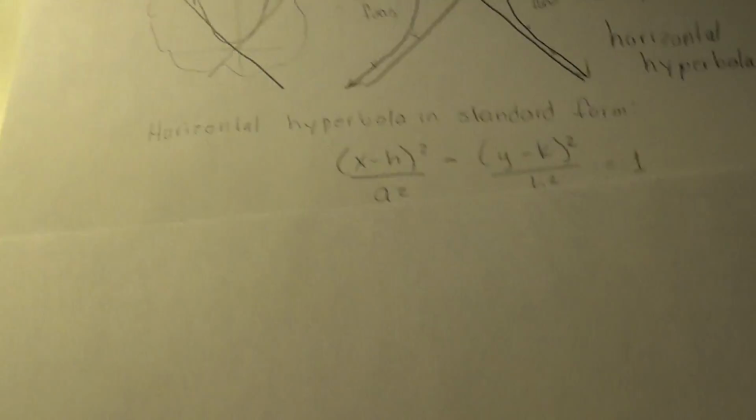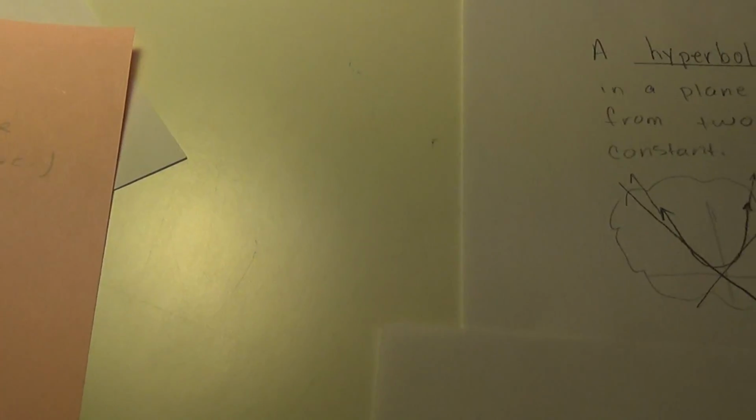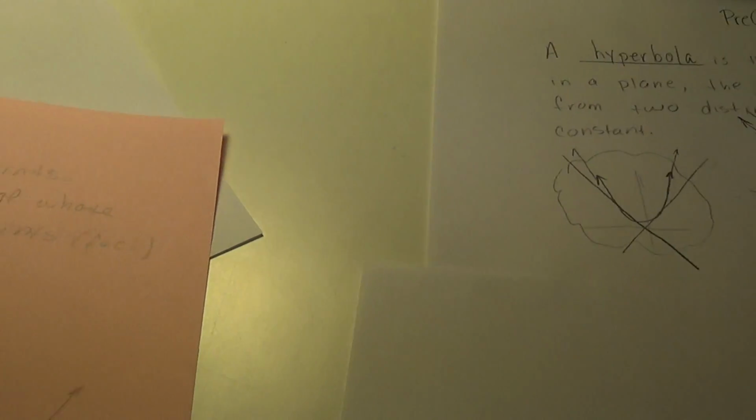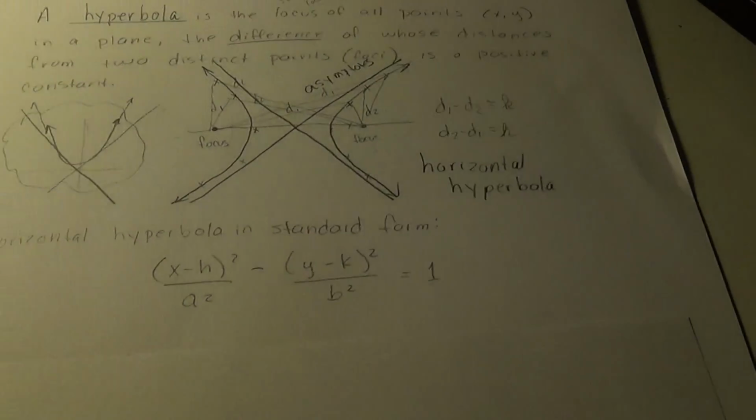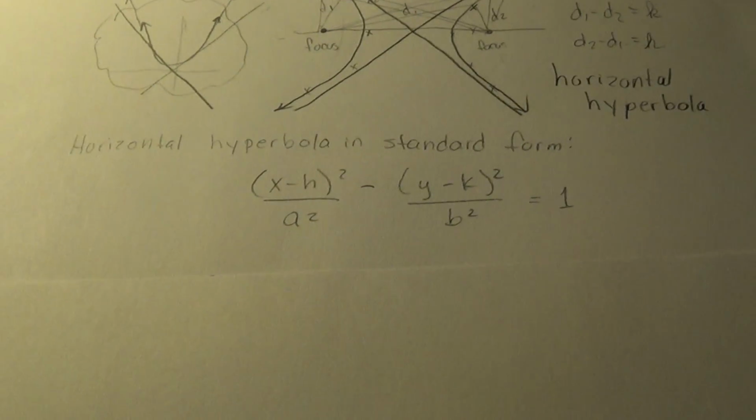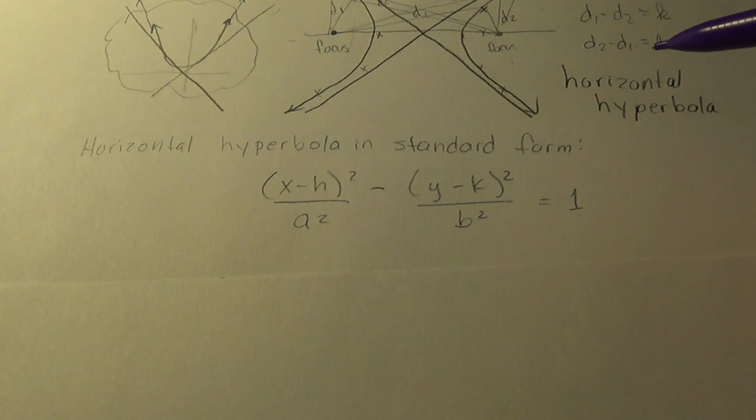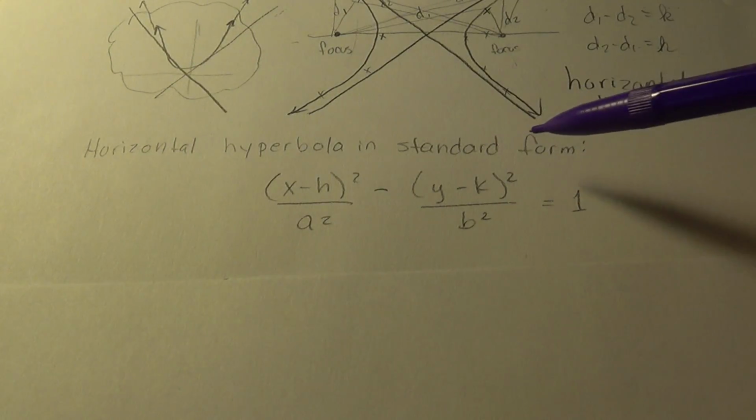Wait a minute. My camera's falling off the world here. Alright, there we go. So horizontal hyperbola in standard form looks like this.